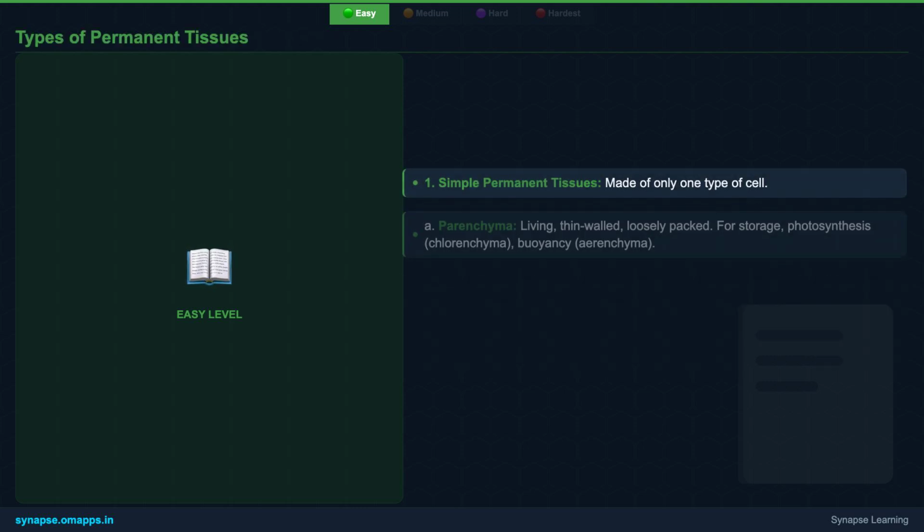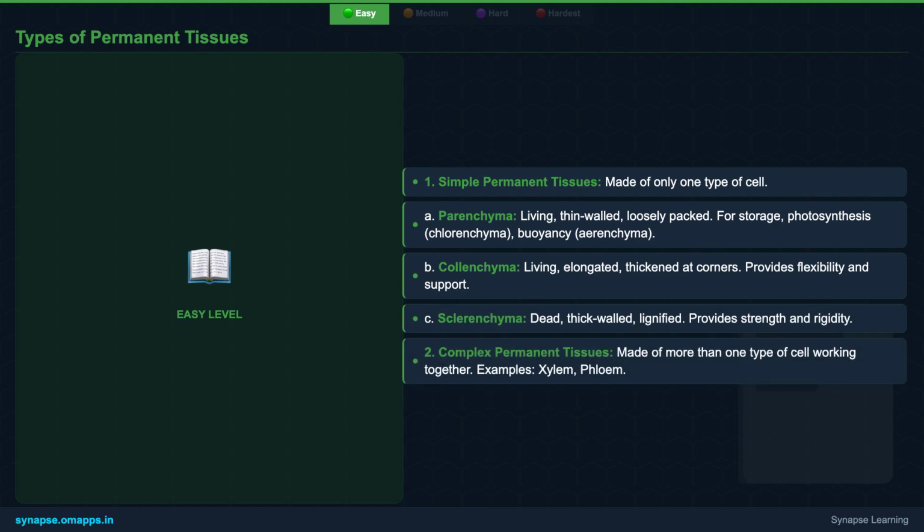Now, let's look at the two main categories of these specialized tissues. First, we have simple permanent tissues. As the name suggests, these are made up of just one type of cell. We'll learn about three key ones: parenchyma, which are like the plant's storage units, collenchyma, giving flexibility, and sclerenchyma, providing rigid strength. Then, there are complex permanent tissues.